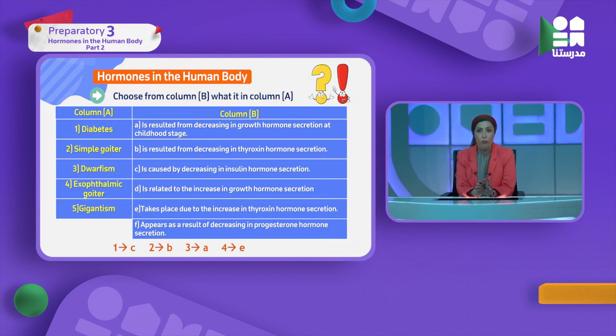Finally, number 5, gigantism, happens due to the continuous increase in the growth hormone. Which one is it? Number D, which is 5. It's related to the increase in the growth hormone secretion.